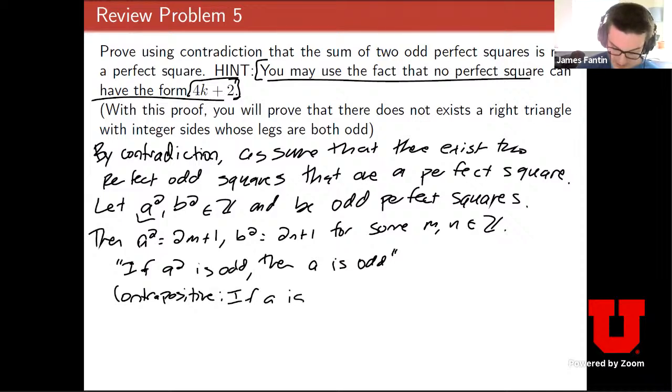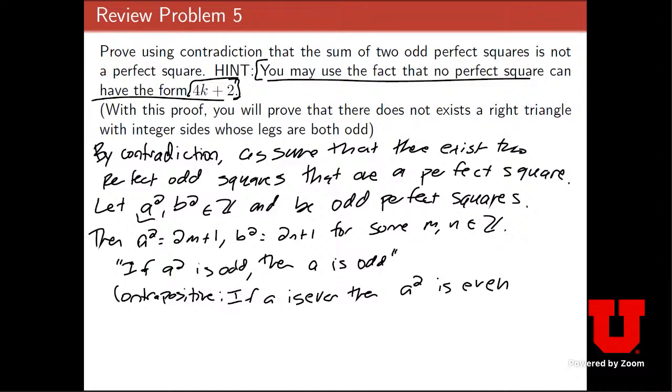So if A is even, then A squared is even. Right, for the contrapositive, we negate P and Q and flip. Also, if anyone's wondering, my reasoning for going there first is that I would rather not have to write A squared equals 3k plus 1 and then have to take a root and do weird stuff with that. I'd rather be able to start with A being something rather than A squared being something.